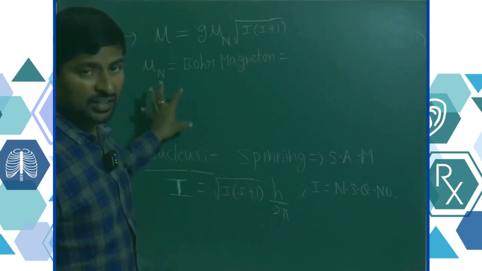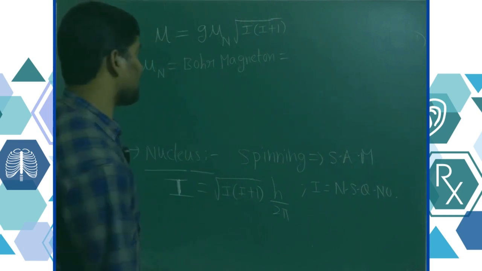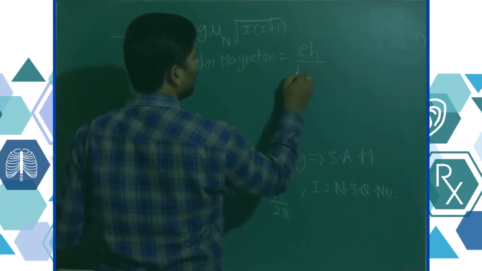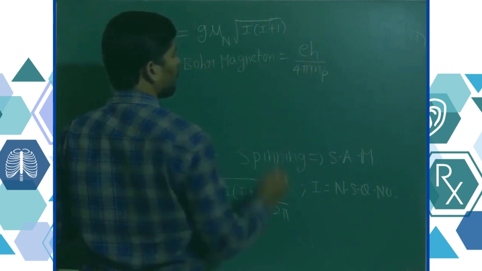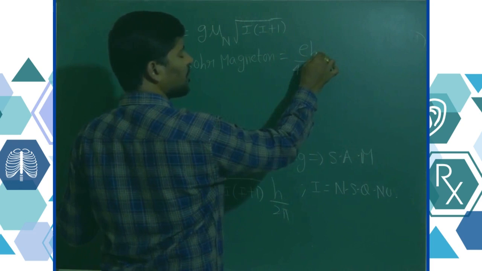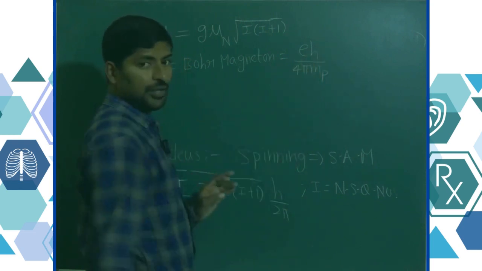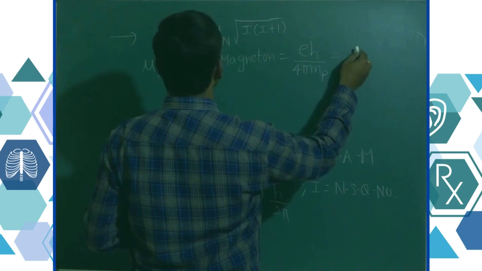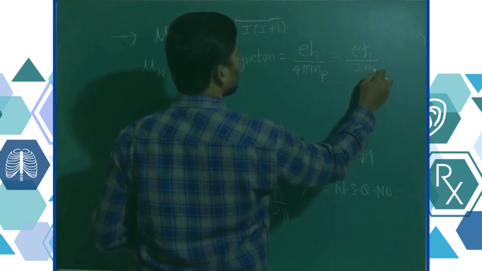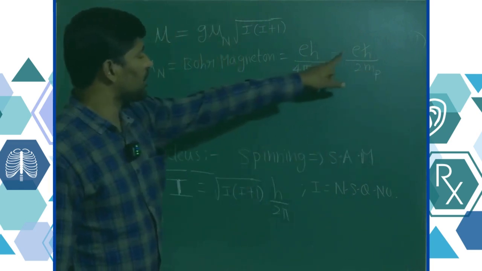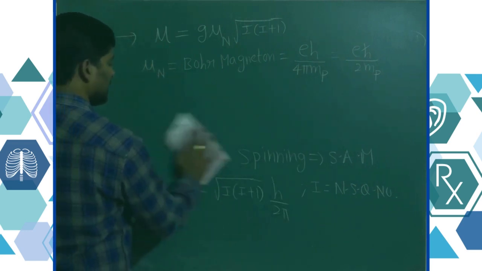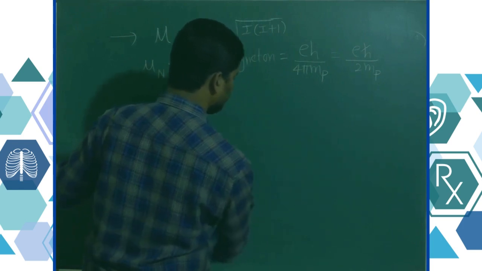Bohr magneton is a basic unit to express magnetic moment. The expression for Bohr magneton is eh by 4 pi mp, where e is the charge, h is Planck's constant, 4 and pi are constants, and mp is the mass of the proton. That can be written as e h bar by 2 mp, since h by 2 pi we can write as h bar, the reduced Planck's constant. So that is the expression for Bohr magneton.